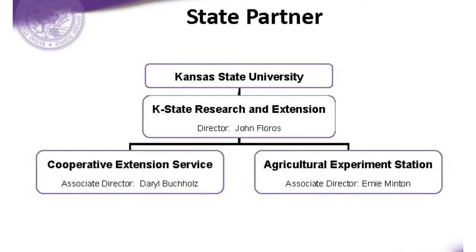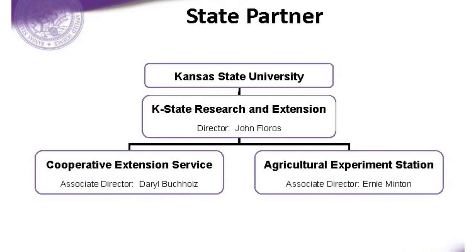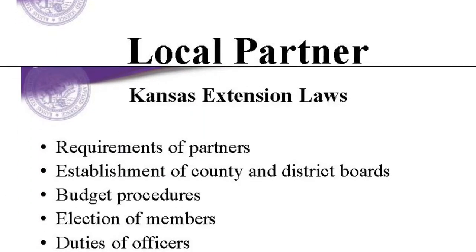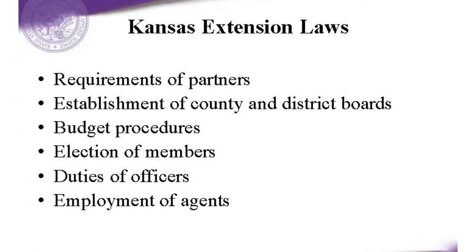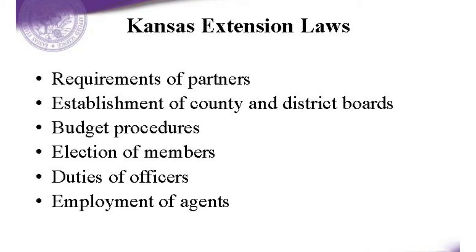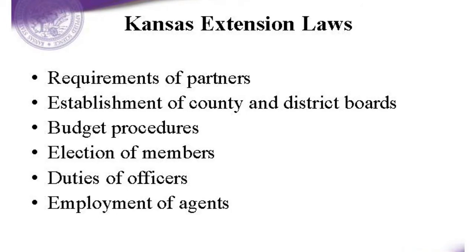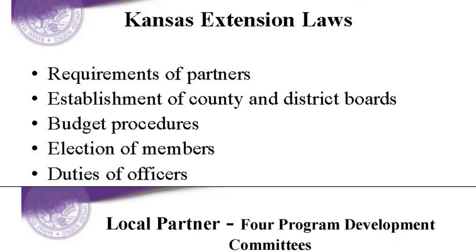Area Extension Directors represent K-State Research and Extension's director in managing and supervising local offices in partnership with the local Extension Board. The local partner is the local Extension Board. The Kansas Extension Council and Extension District laws define how the partners work together. The requirements of the partners, the process for establishing boards, budget procedures, election of members, duties of officers, and processes for employment of agents are among the procedural details outlined in these Kansas laws.